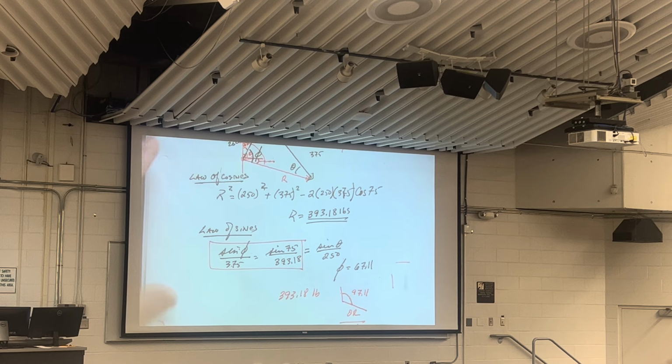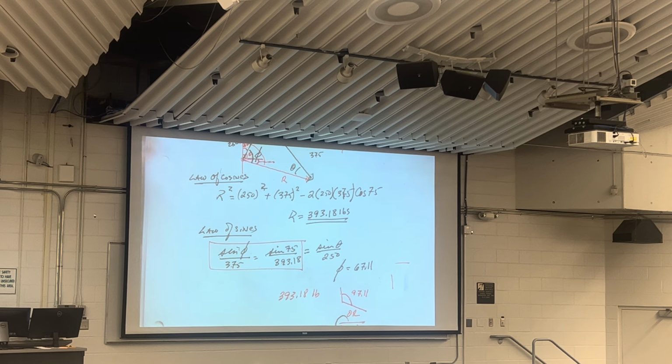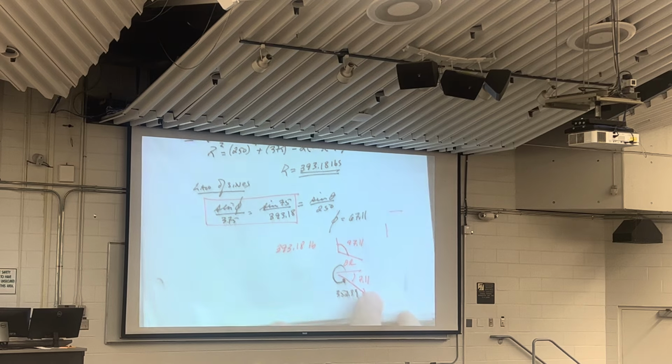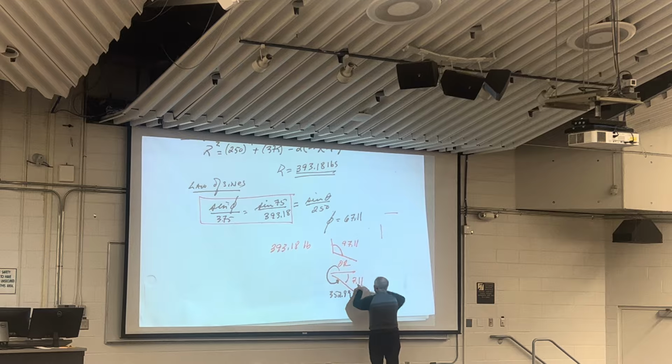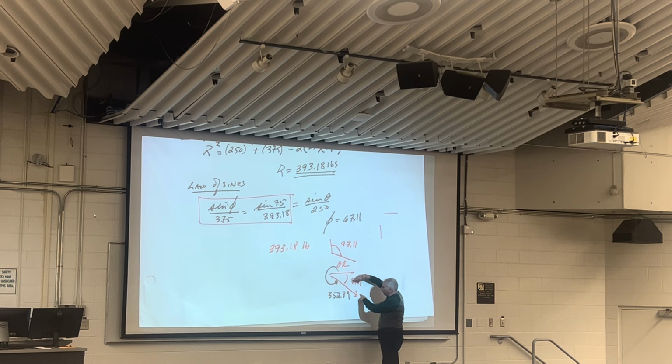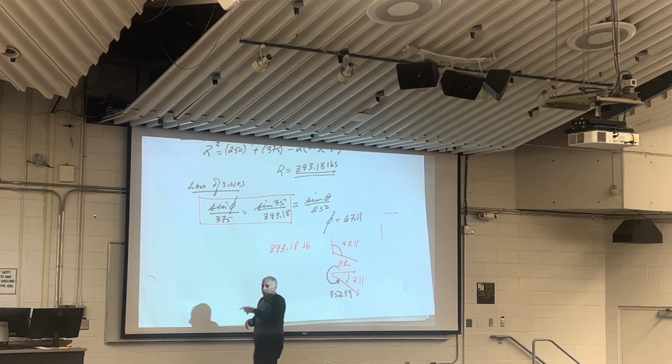Now, what the book would want you to do is give me that obtuse angle right there, which would be the 352.89. I don't want that obtuse angle. That's not the angle I want. I want either this one or this one. I prefer this one because it's the acute angle.